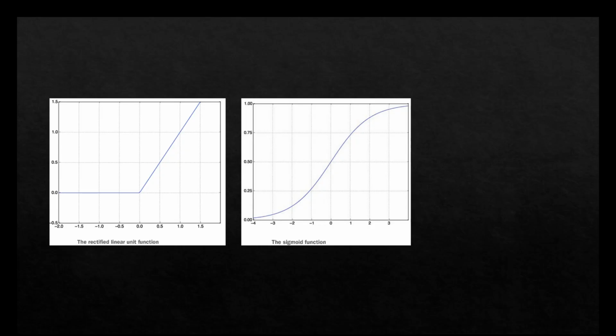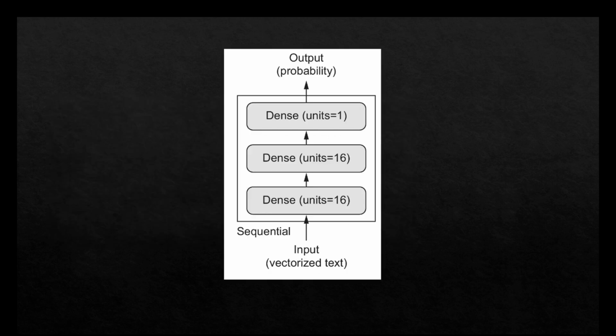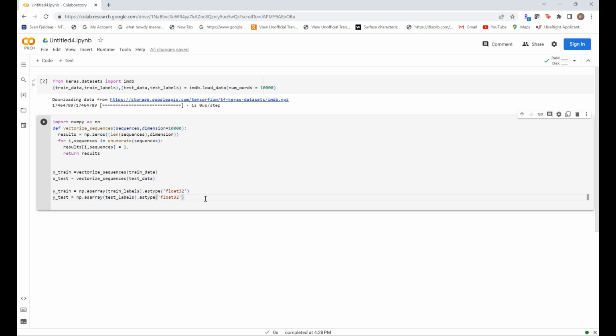A ReLU, which stands for rectified linear unit, is a function meant to zero out negative values, whereas a sigmoid squashes arbitrary values into the 0 and 1 interval, outputting something that can be interpreted as a probability. So this shows what the network looks like. Okay, let's code up the network.